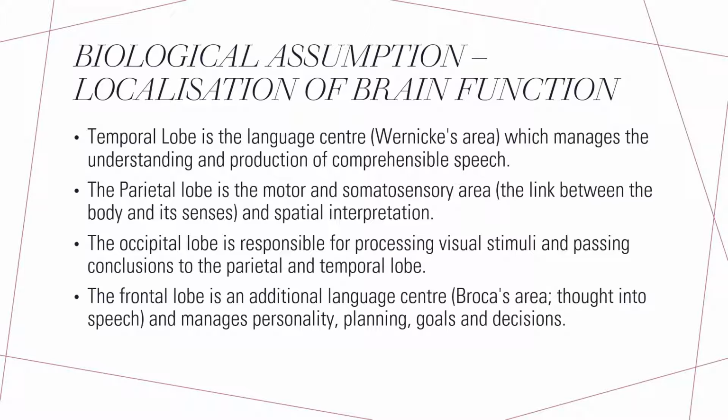So the occipital lobe communicates with the optic nerve. So when you see something, the optic nerve receives the information, and that communicates with the occipital lobe and other parts of the brain. The frontal lobe is an additional language center, which is referred to as Broca's area, which manages thought into speech and manages personality, planning, goals, and decisions.